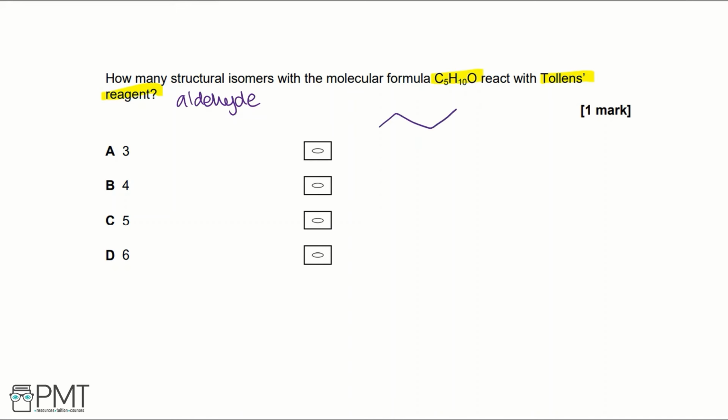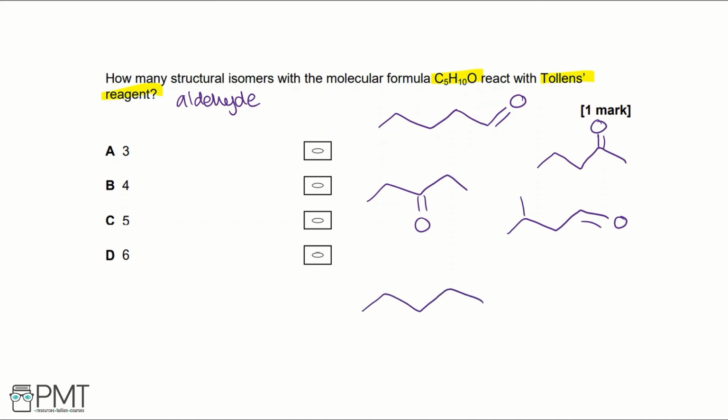So we can start with pentanal, and that's got its aldehyde group on the end. Then we have 2-pentanone, so we have a ketone group on carbon number 2. Then we have 3-pentanone, so our ketone group on carbon number 3. Then we have 3-methyl-butanal, so we have a methyl group on carbon number 3. And then we have 3-methyl-butanone, so we have our ketone on carbon number 2 and our methyl group on carbon number 3.